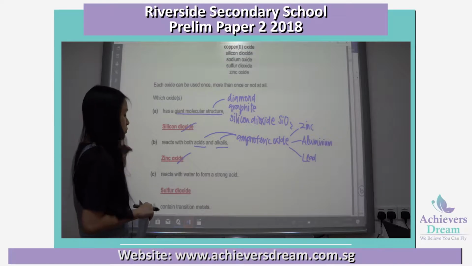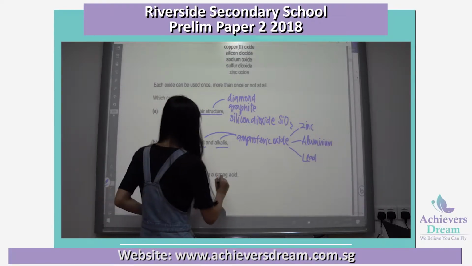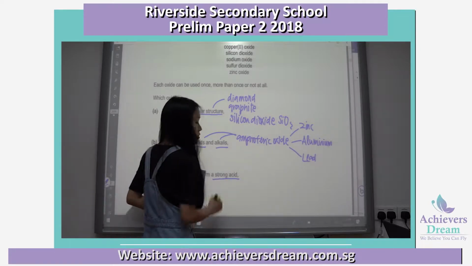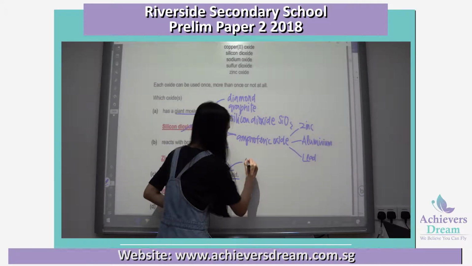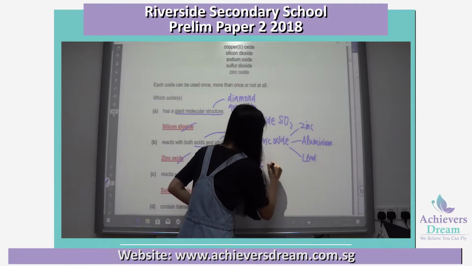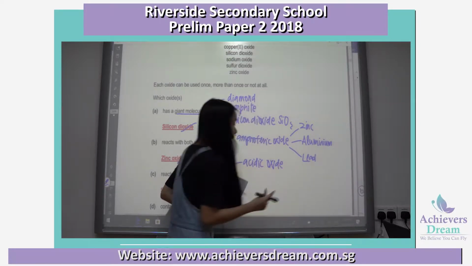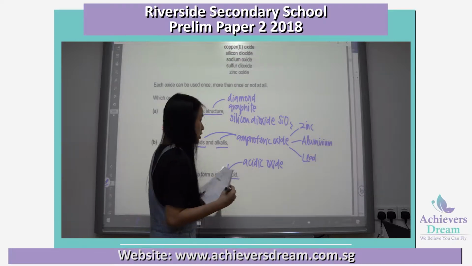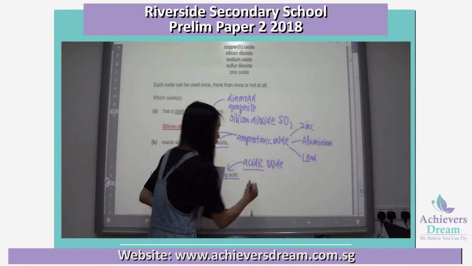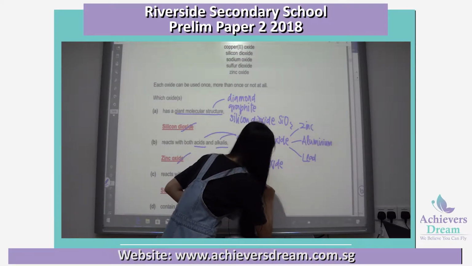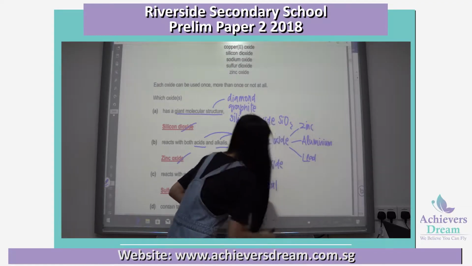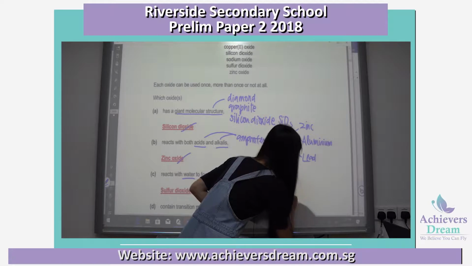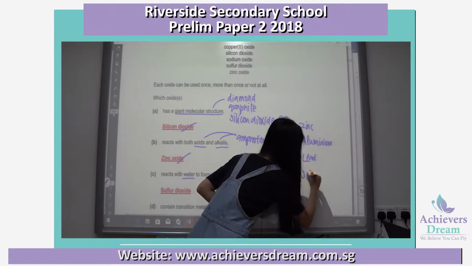Which one reacts with water to form a strong acid? When it reacts with water to form a strong acid, it means that this oxide has to be an acidic oxide. Acidic oxide dissolves inside water to give us an acidic solution. When we are looking at acidic oxide, we are looking at your non-metal oxide. Examples of non-metal oxide can be your CO2, SO2 or SO3, or even your NO2.